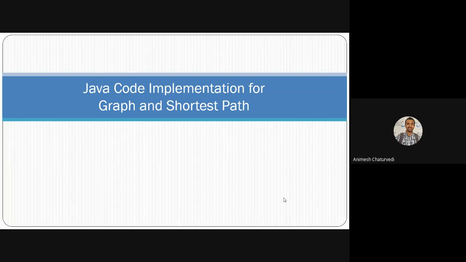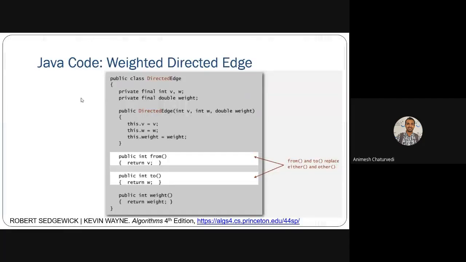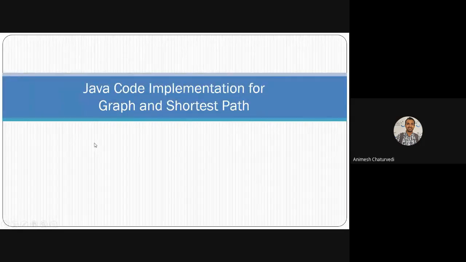Bellman-Ford and Dijkstra's algorithm. Now we are going to see the Java code and implementation for those shortest path algorithms that we had discussed till now, like Bellman-Ford, Dijkstra's, and directed acyclic graph shortest path. And thereafter we'll see some of the applications. So, the first most important data structure for defining a weighted directed edge was looking like this.